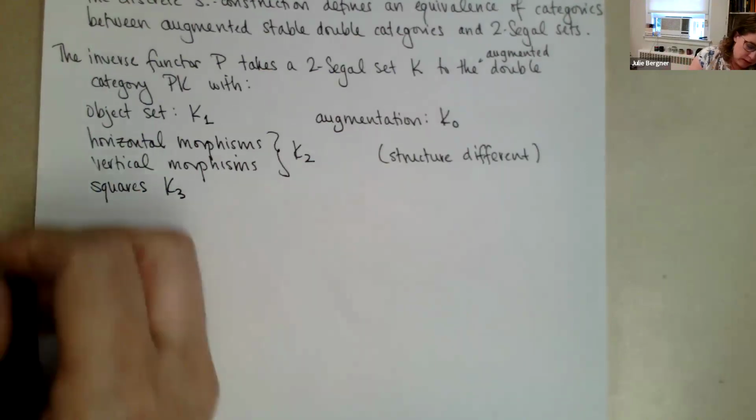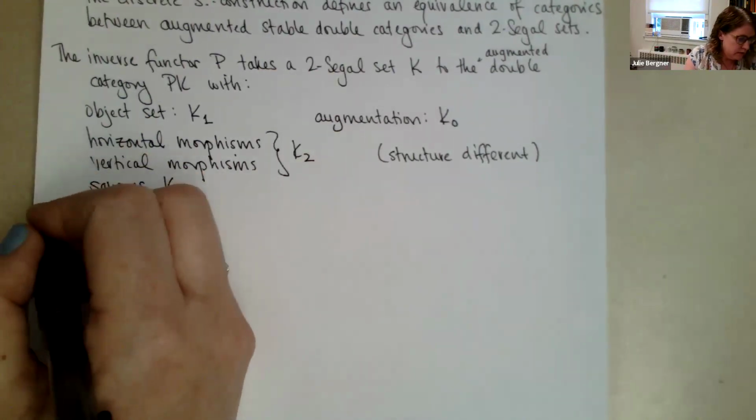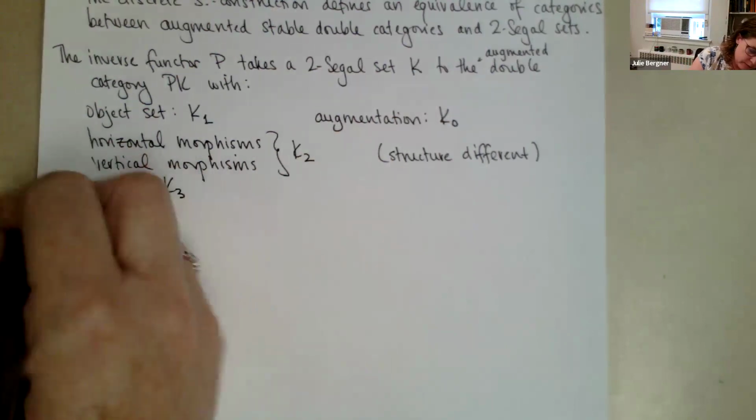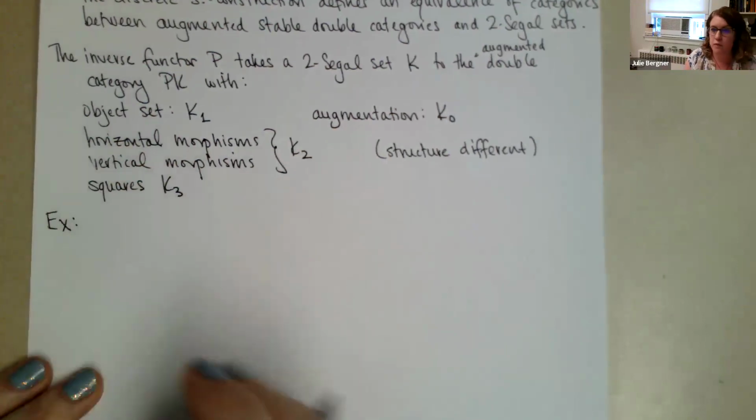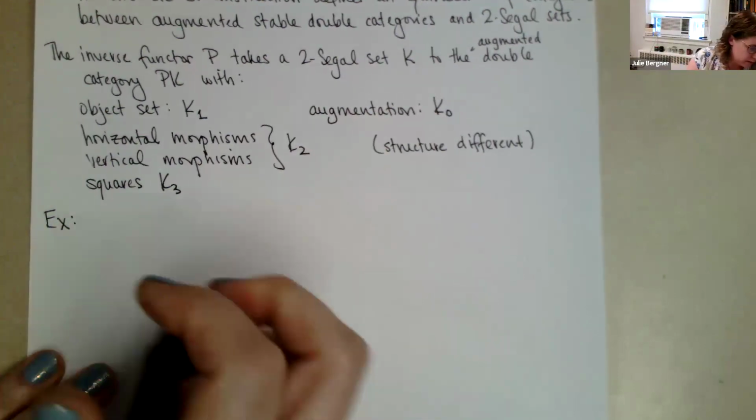So let me, to finish off today, just tell you how this works for this example of a partial monoid. This is one of the examples we talked about last time.